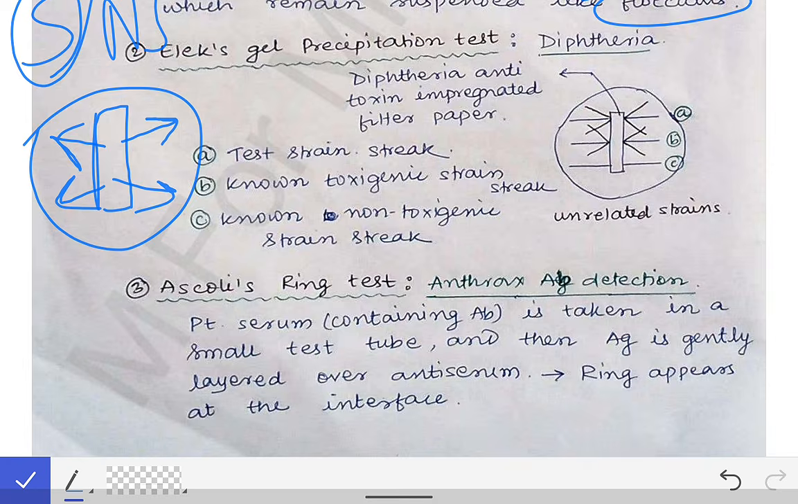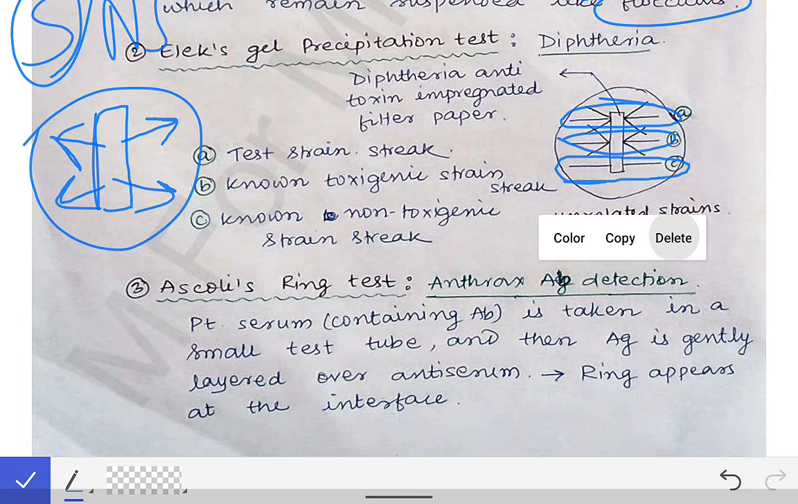Now what we do, we make three streak lines over that culture media which is perpendicular to the filter paper. The streak A is our test strain streak, then streak B is our known toxigenic strain streak, and streak C is the known non-toxigenic strain streak. Okay, so what happens with all those streaks is that we know that streak C is a non-toxigenic strain which we already know.